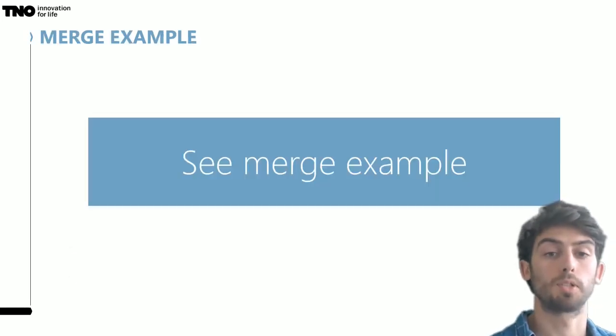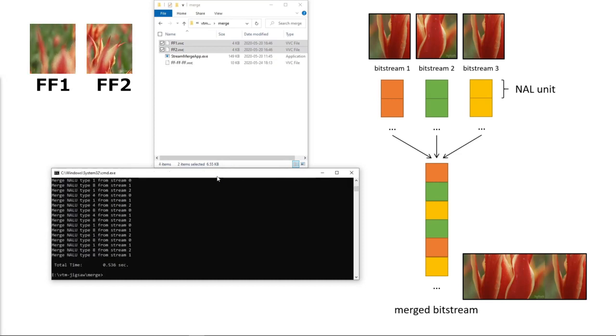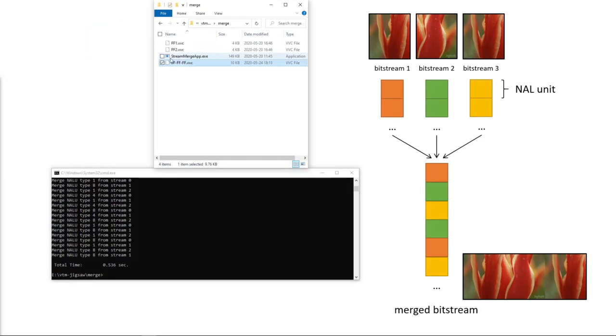Let's take a look at the stream merger in action. So in this example, we're going to put FF1, FF2, and then FF1 again. You can see in the command line that we have connected FF1 to FF2 and FF2 to FF1 again. And just like that, the bitstreams are merged. You can see the output is already available.